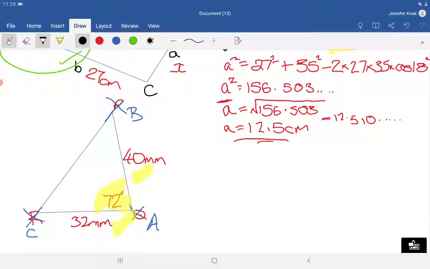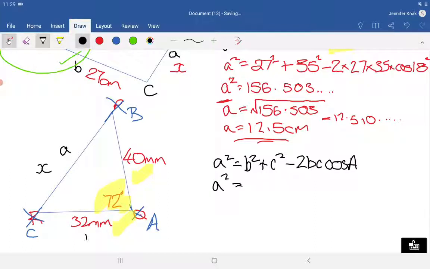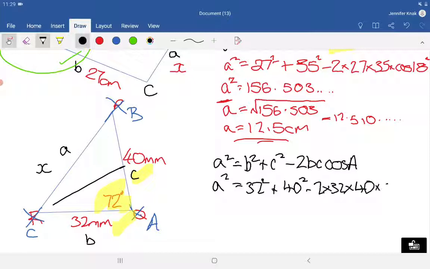So, a squared, that's what we're trying to work out. Let's call it x. A squared equals b squared plus c squared minus 2 times b times c times cos A. Okay, making sure we've got that double c in there. So, a squared, b is 32, so 32 squared plus c is 40, so remember it's the side across. So 32 squared plus 40 squared minus 2 times 32 times 40 times cos of 72 degrees.